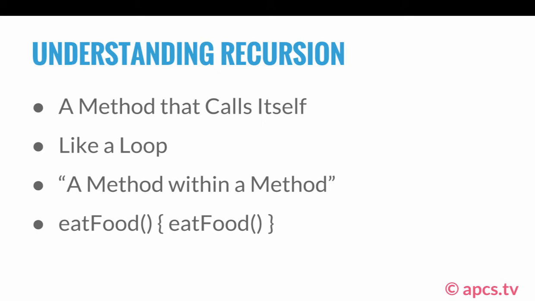Basically, recursion is a method that calls itself. It's kind of like a loop, and it's often referred to as a method within a method. The best way to understand it is, let's say we have this eat food method within any class, doesn't matter what it is. Now within this eat food method, part of all the lines of code, we have eat food. Basically, within the eat food method, we're calling the eat food method. So when we would run this eat food method, part of the execution would be the eat food method we run. So this is an example of recursion, because the eat food method is calling itself.